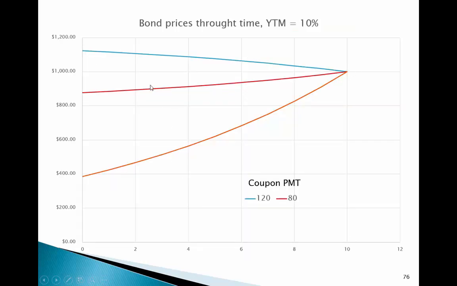You can see this is a graph of those same bonds. Here's the 0. It starts out very cheap and it moves toward $1,000 over time. Here's the $120, the 12% coupon bond. It starts out above par because the coupon rate is above the yield to maturity. But over time, that price is drifting down towards par. So that's just the point of that example, to show you that over time, bond prices get closer and closer to par.